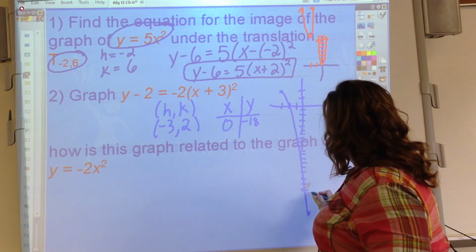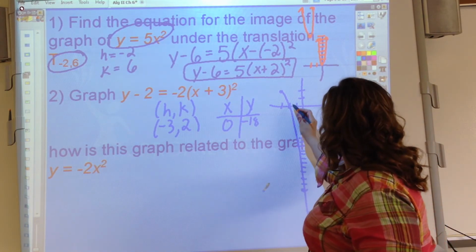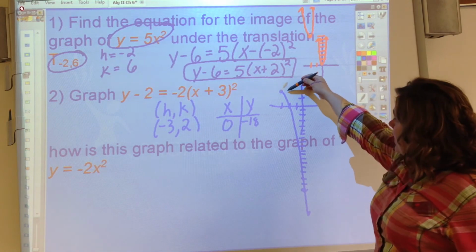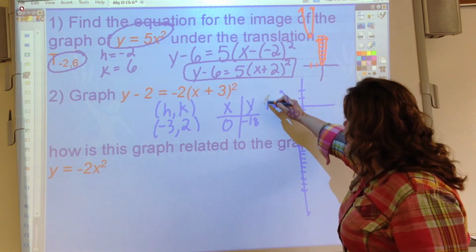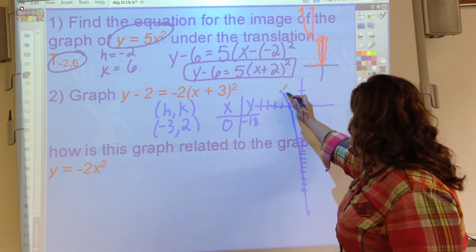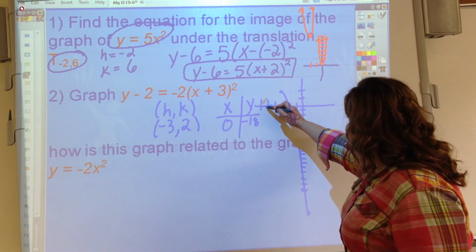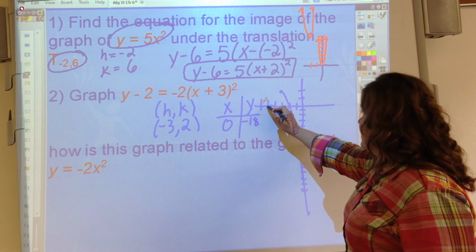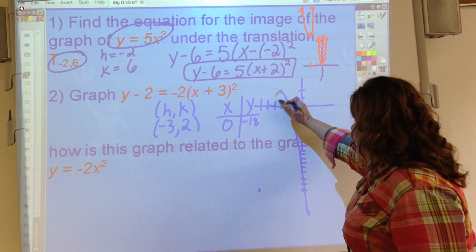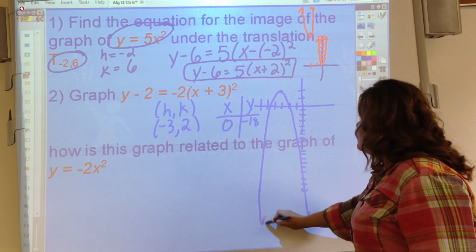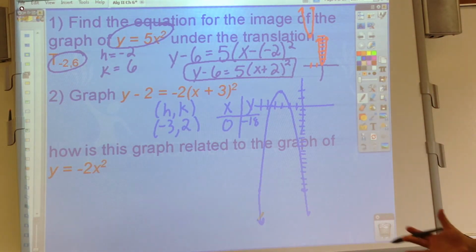Now I know I have a similar point the same number of units away. 0 is 3 units away, so if I go 1, 2, 3 units in the other direction, when x is -6, y would also be -18. So that is the graph of my function.